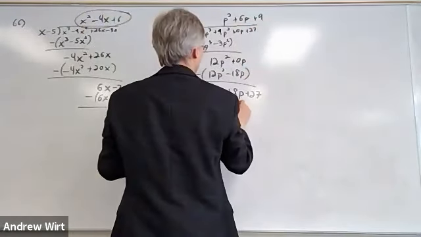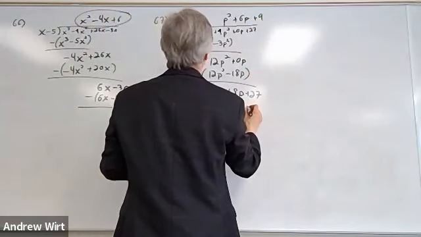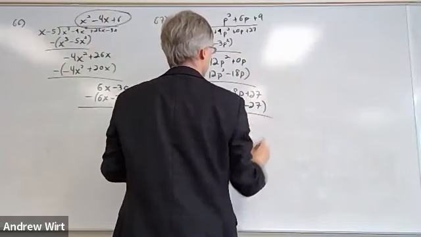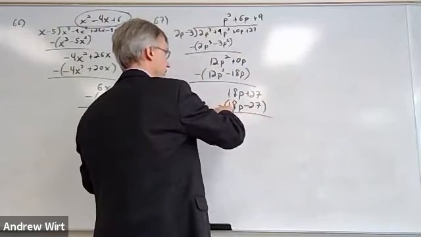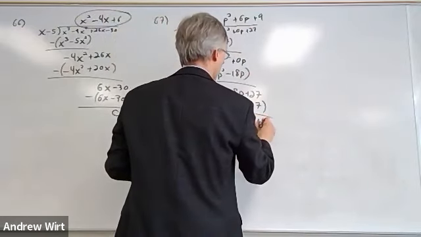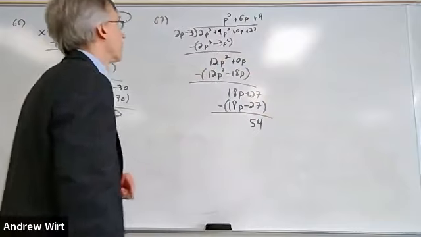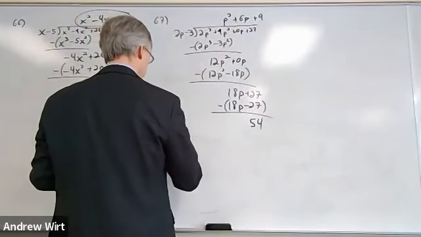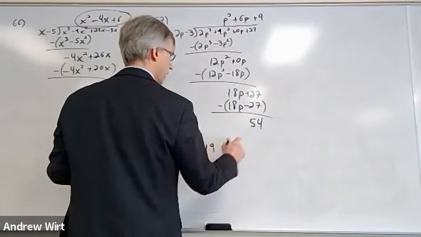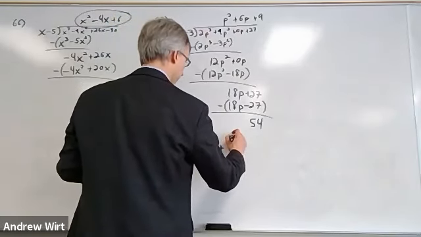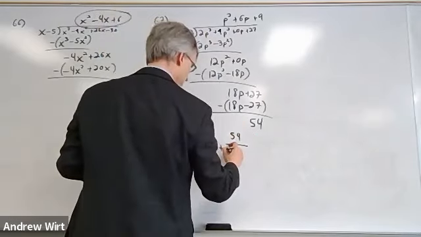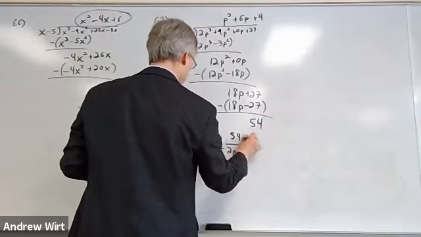Plus 9 gives us 18. Minus 27. Now it looks like we're going to get a 0 here, but we're subtracting -27. So that is 54. So we do have a remainder in this one. So our answer will be p squared plus 6p plus 9. The remainder is positive 54, so plus 54 over the divisor 2p minus 3.